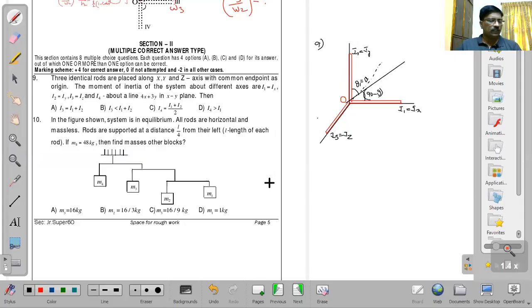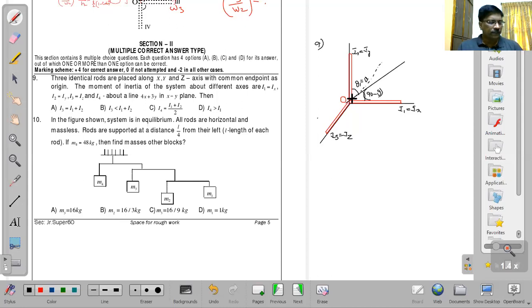Okay, next, the ninth problem you see. Three identical rods are placed along the X, Y, Z axes with common end points at the origin. Here these rods are represented with red color lines. So there are three identical rods kept along the X, Y, Z axes respectively, so that the first end of all the rods coincides at the origin.